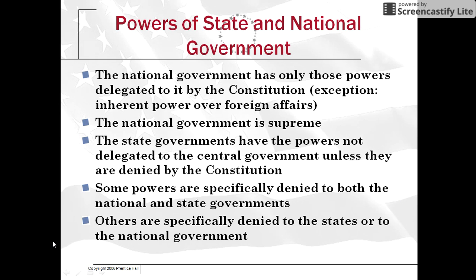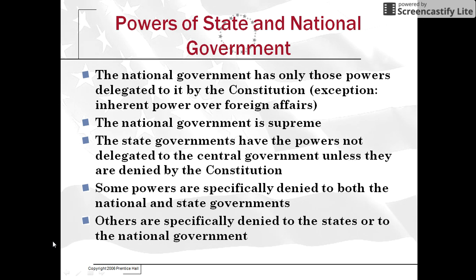The powers of the state and national government. All right, so this is big, important stuff here. Make sure you pay attention to these slides. The national government has only those powers delegated to it by the Constitution. Those are called delegated powers, or enumerated powers, or expressed powers. Sometimes you might see it said express powers. Those are the only powers the national government has: those given directly to it by the Constitution, typically called delegated powers.